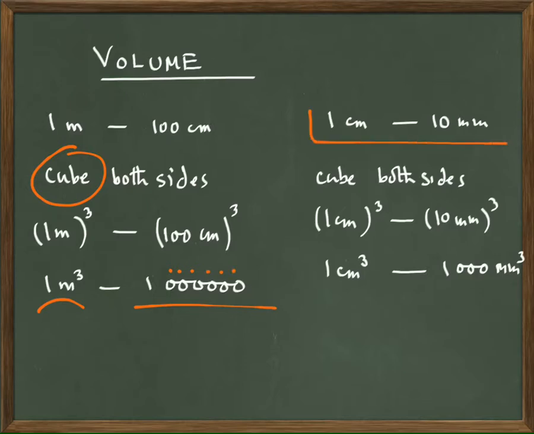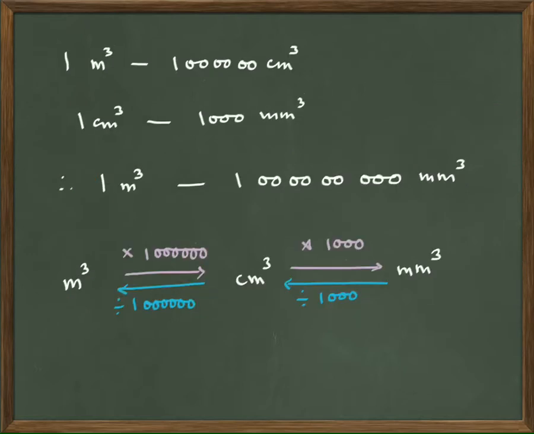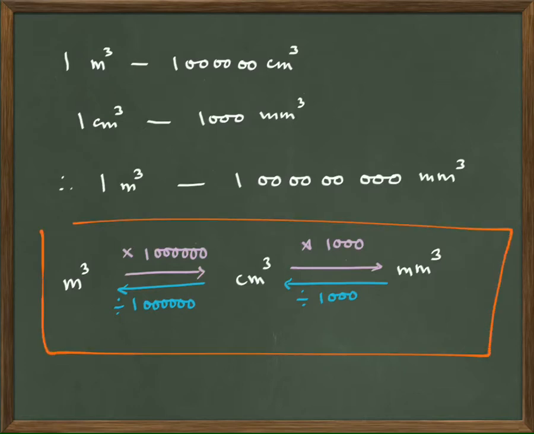Similarly, 1 centimeter is 10 millimeter. When we cube both sides, 1 centimeter cube is 1 with 3 zeros. Now, what is the rule? Remember this rule at the bottom. Meter cube into centimeter cube, multiply with 1 with 6 zeros.